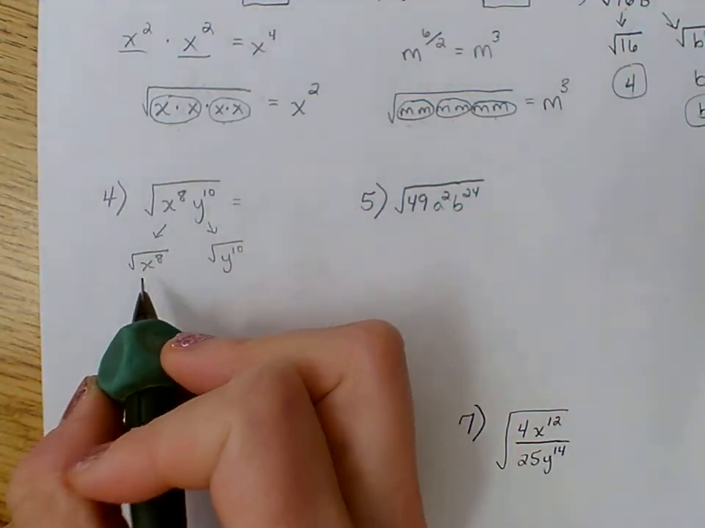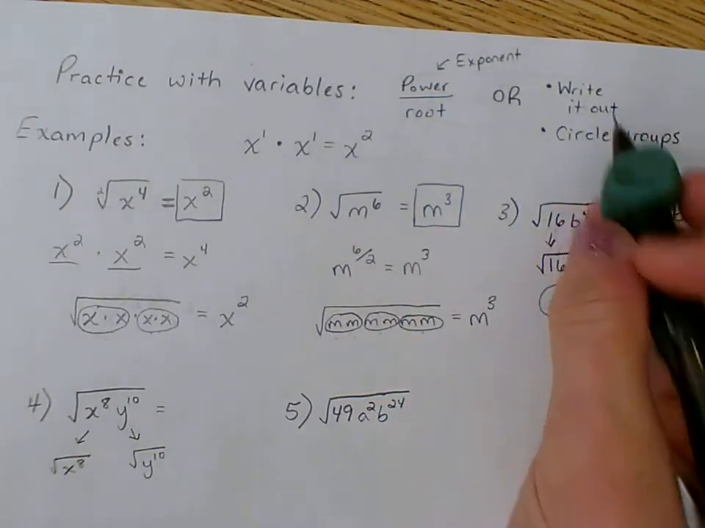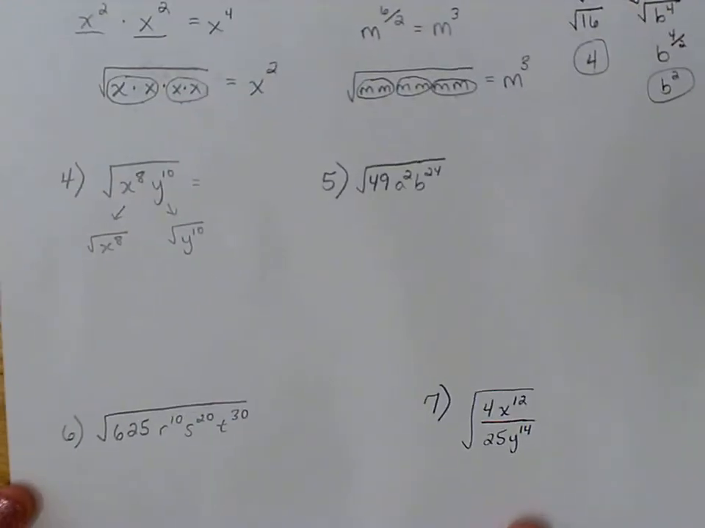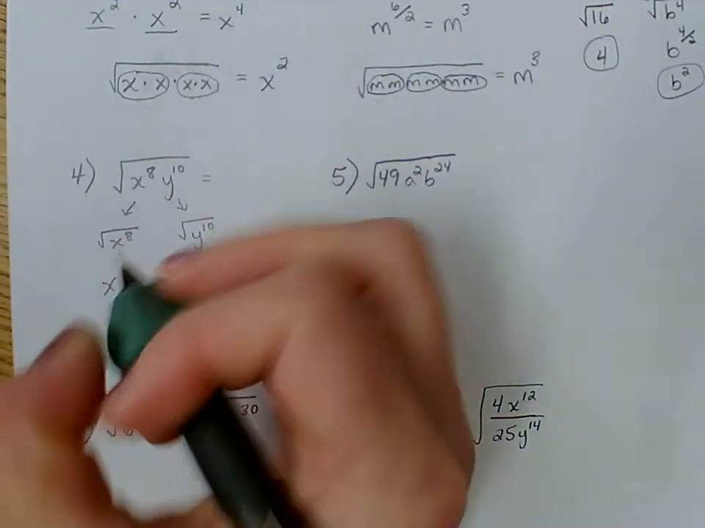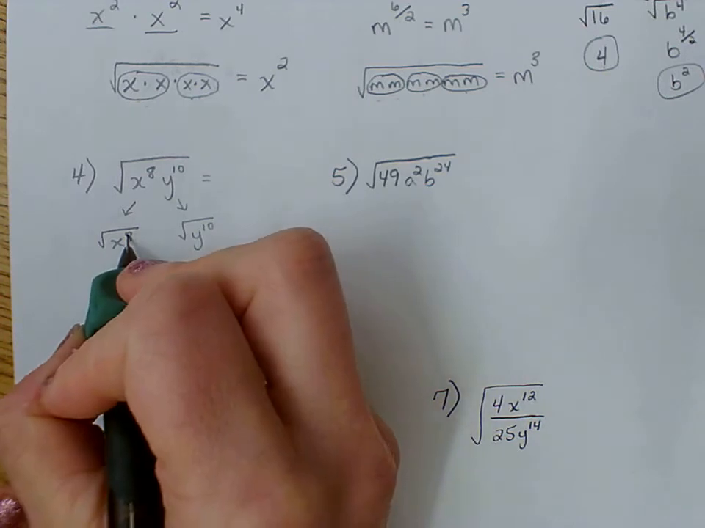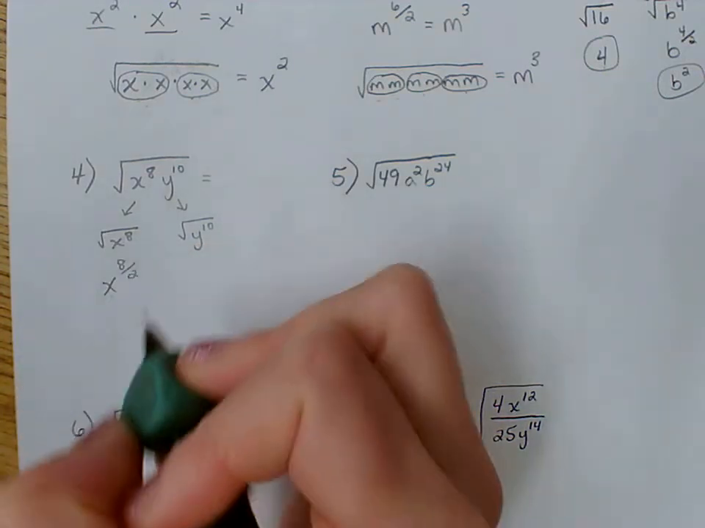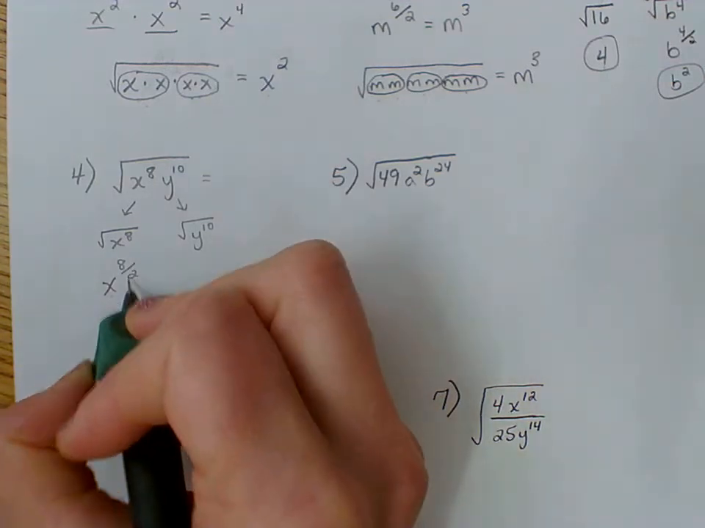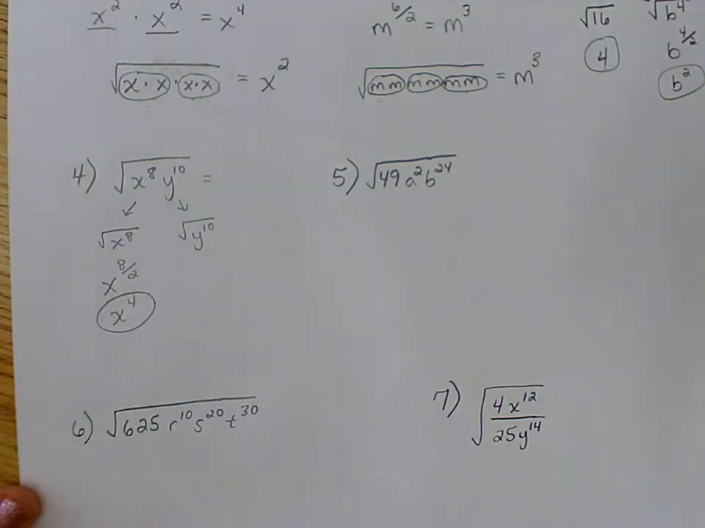So again, you can do power over the root, or you could write it out and circle your groups, either way. Okay, so if I did power over root here, it'd be x to the power is 8, over the root is a square root, so it'd be over 2. And then I'd figure that out. 8 over 2 ends up being 4. So that's part of my answer.